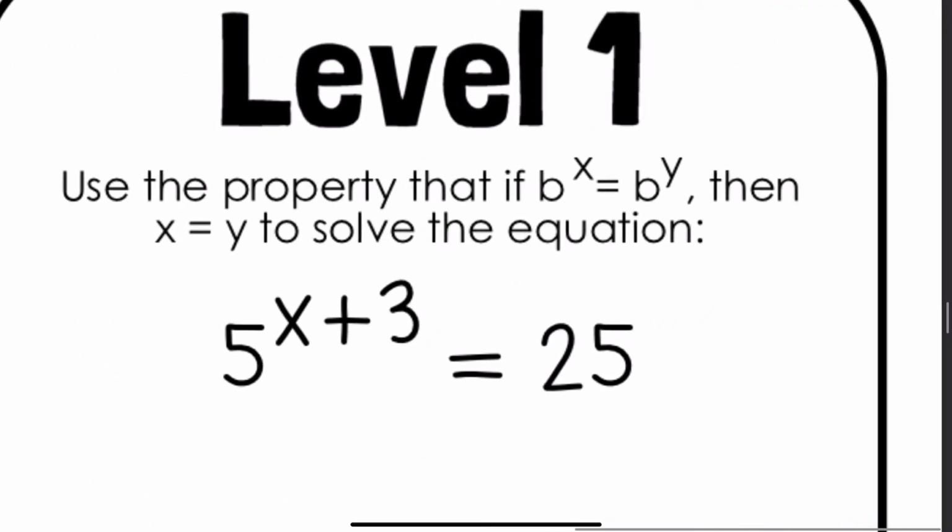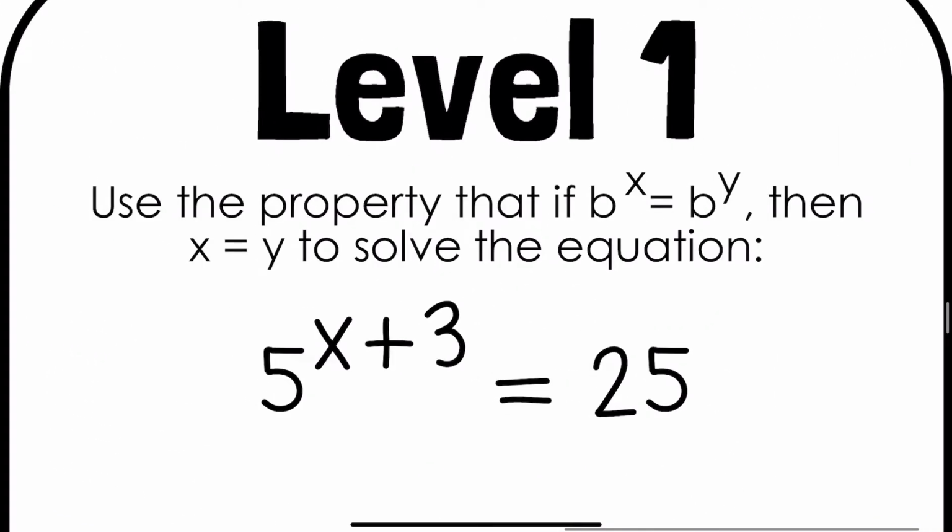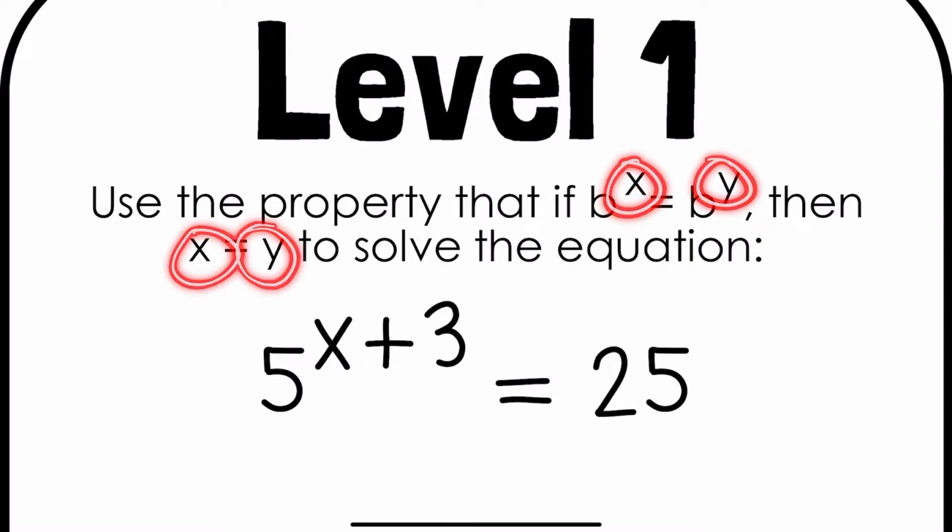I'm looking at level 1. So use the property that if b to the x equals b to the y, then x will equal y to solve the equation. So looking at our example right here, we have b and b. Those are the same base. That is huge here. We have to have the same base for this to work. Okay, so we basically are going to find the base to be the same, change it however we need to make them the same, and then take our exponents right here and set them equal to each other.